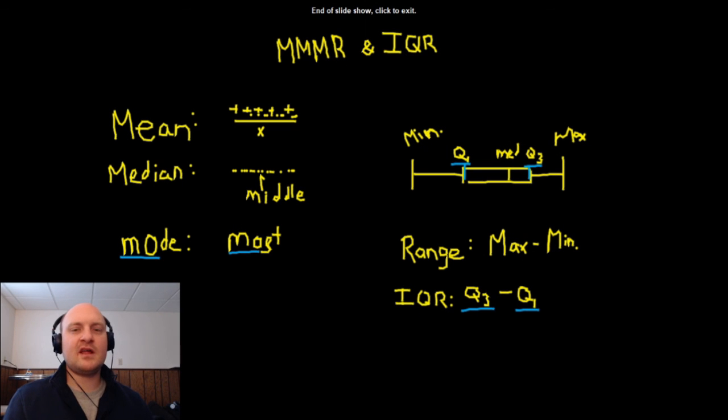To sum up the notes today, MMMR and IQR, we've got mean, median, mode, range, and interquartile range. And to go along with all those things, we have the box and whisker plot to kind of show off these values.